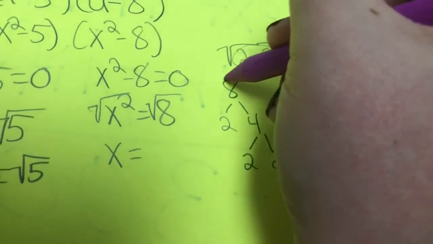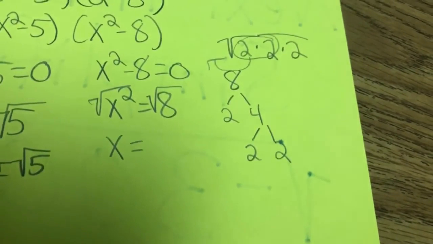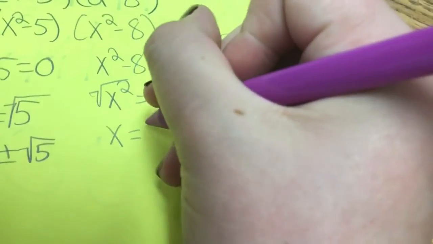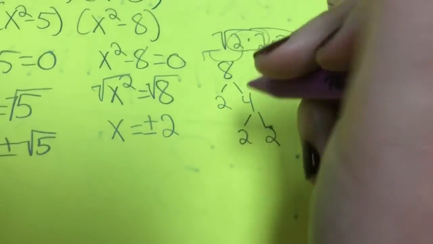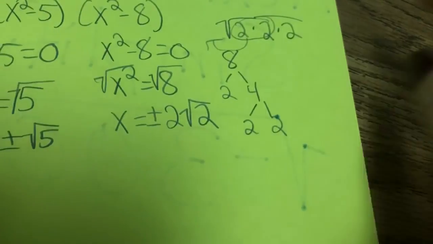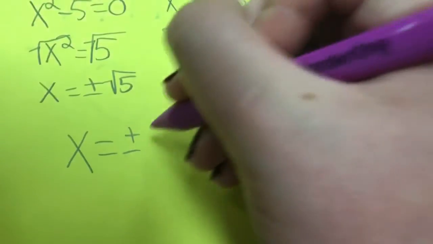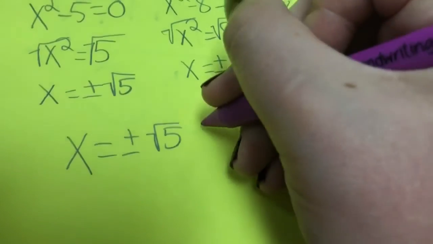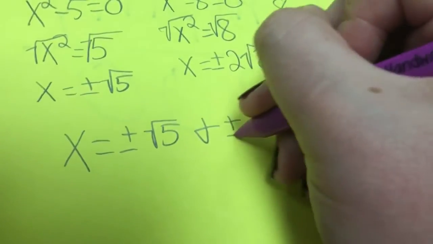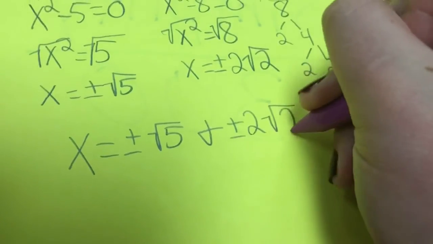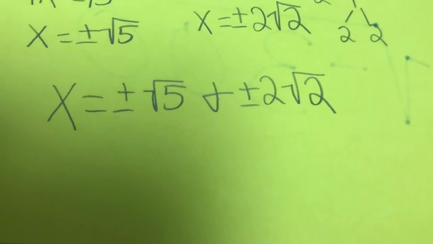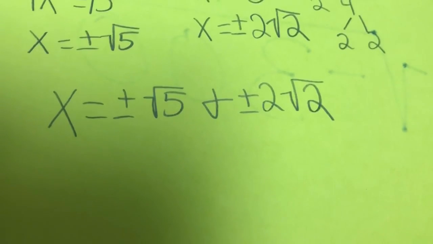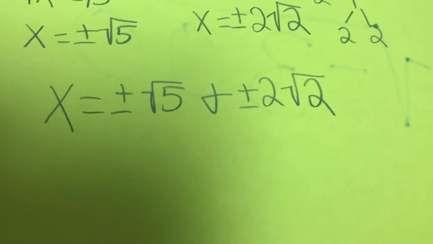2 2's become 1, get married, move out, and become 1. So in our answer, we have our plus or minus, our 2 that moved out, and our 2 that was left over in our square root. So our answer is x equals plus or minus the square root of 5 and plus or minus 2 times the square root of 2. So that should have been our answer for the very last one. And this answer would have been found on the first one I did on the first video that I did.